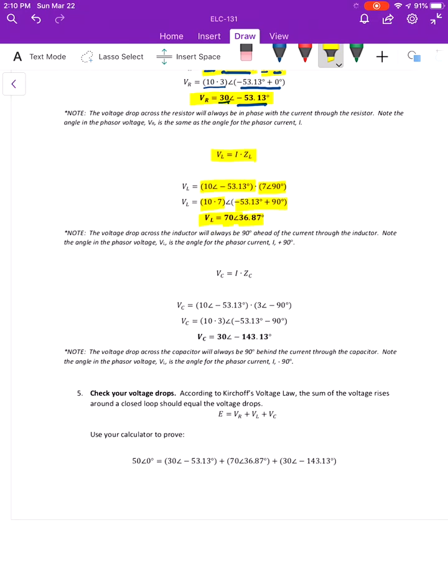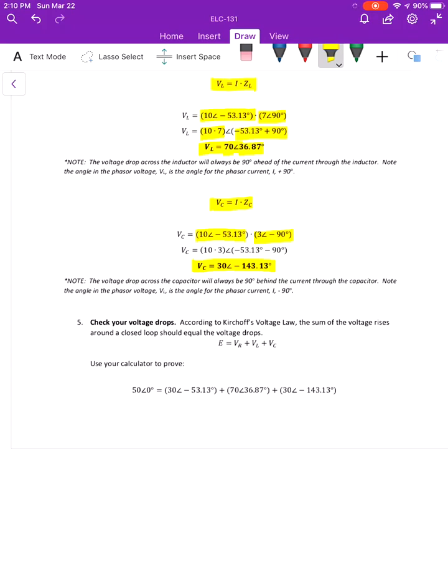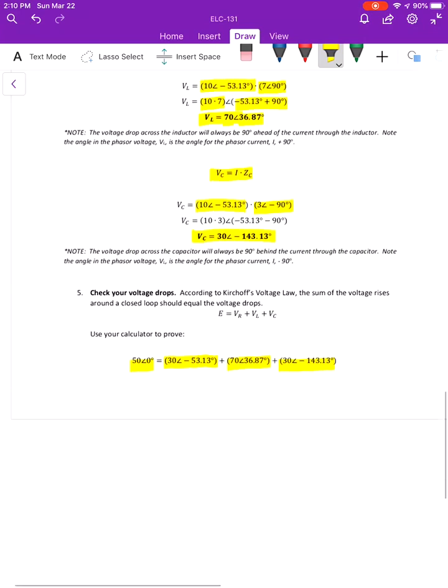And then for the capacitor, the same thing, same current. This time we're using the impedance of our capacitor. And when we do the math, we get V sub C is 30 at negative 143.13 degrees. You can also plug these into your calculator and see that VR plus VL plus VC does indeed equal your supply voltage.